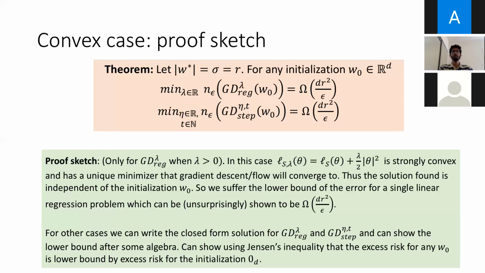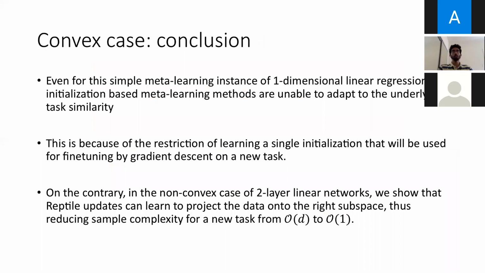Okay, so to conclude, in the convex case, these initialization-based meta-learning methods cannot learn the underlying structure, which is learning this one-dimensional subspace. And that's because of the restriction that these methods impose. On the contrary, we'll show that for two-layer linear networks, Reptile updates can actually learn to project the data on that one-dimensional subspace and hence reduce the sample complexity by a factor of t, at least.